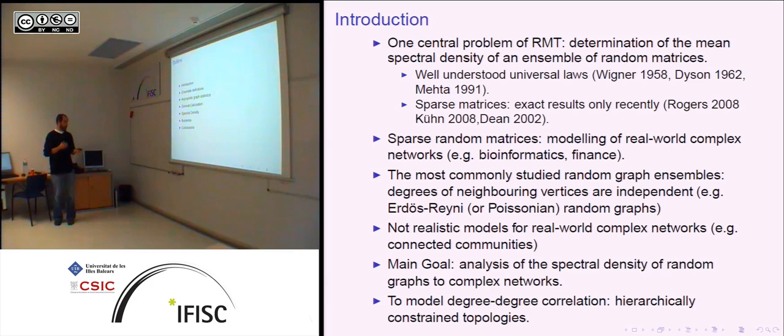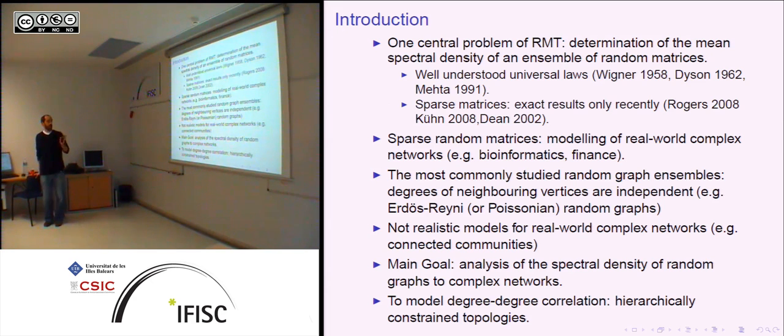Okay. So let me give you in a nutshell this idea. One of the central problems in random matrix theory is simply the determination of the mean spectral density of an ensemble of random matrices. And here you have various situations. You have very well-known cases, like for instance universal laws. For instance, if I give you an ensemble of matrices whose entries are just random variables with a Gaussian distribution, you know that the spectral density is given by the Wigner law. If you have Wishart matrices, the spectral density is given by the Marchenko-Pastur law, etc.